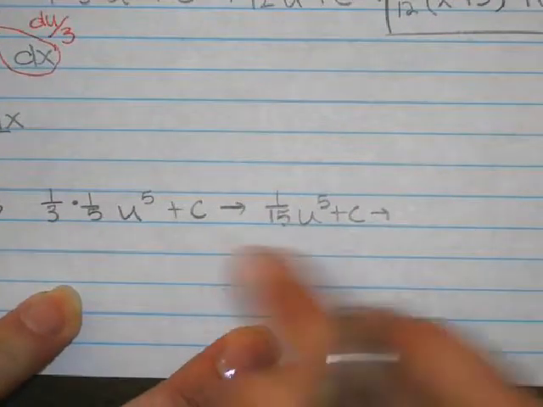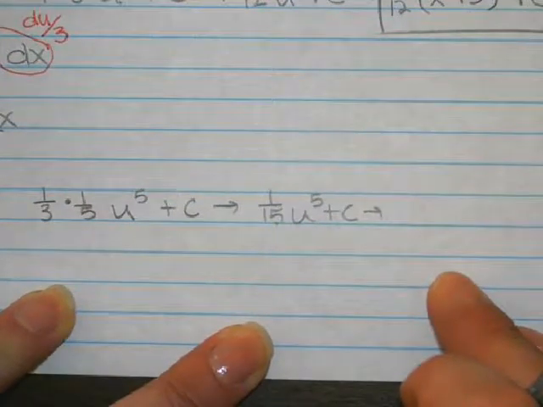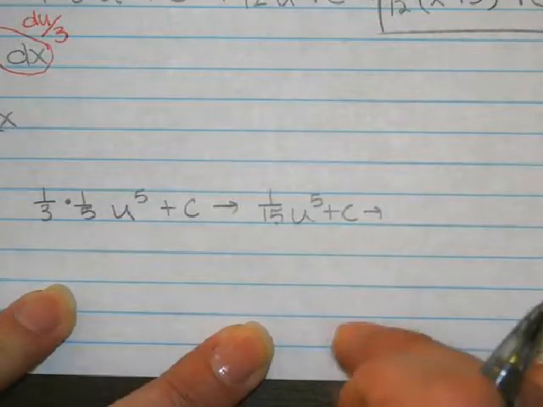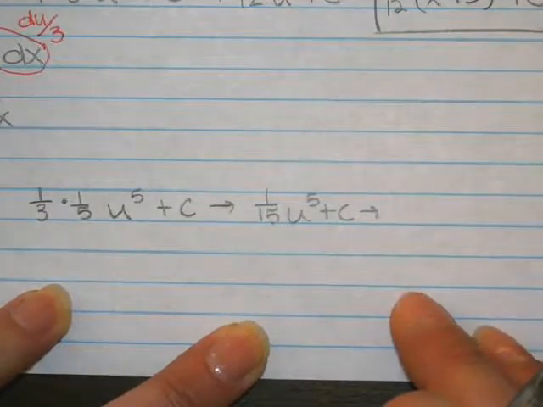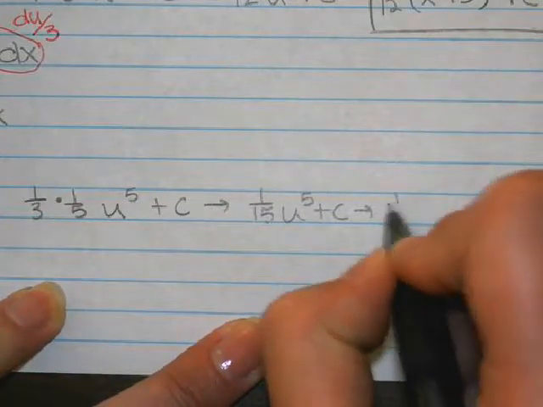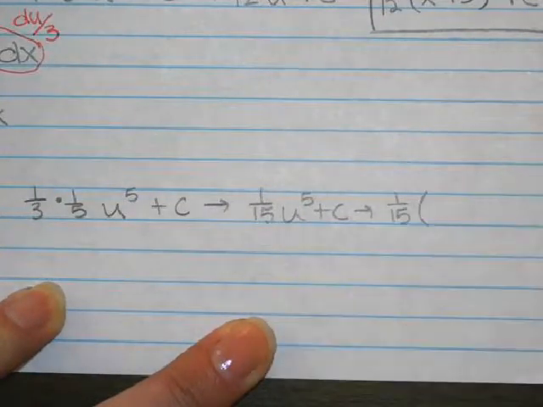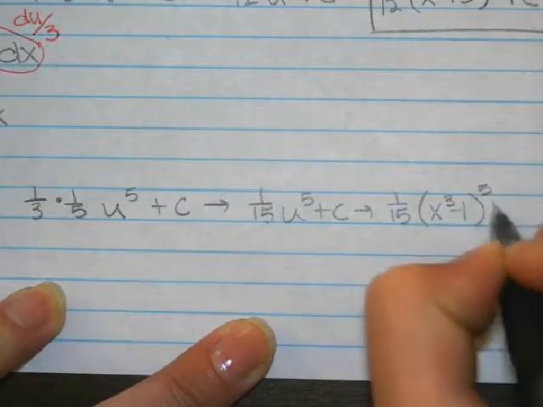Anyone remember why I'm writing arrows and not equal signs? Yeah, because if you made a little mistake somewhere in here, they would have counted the whole thing wrong on the AP exam. So we draw arrows so that we're showing we're simplifying, just in case we make a mistake somewhere, we can get partial credit. Okay. So this is 1/15. The u was x to the third minus 1 to the 5th plus c.